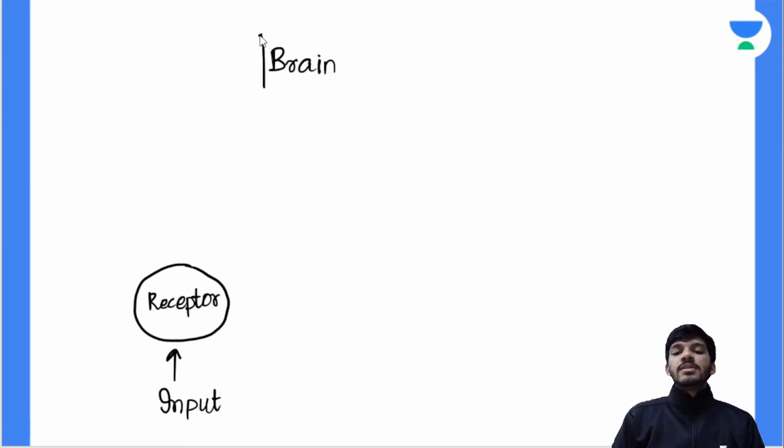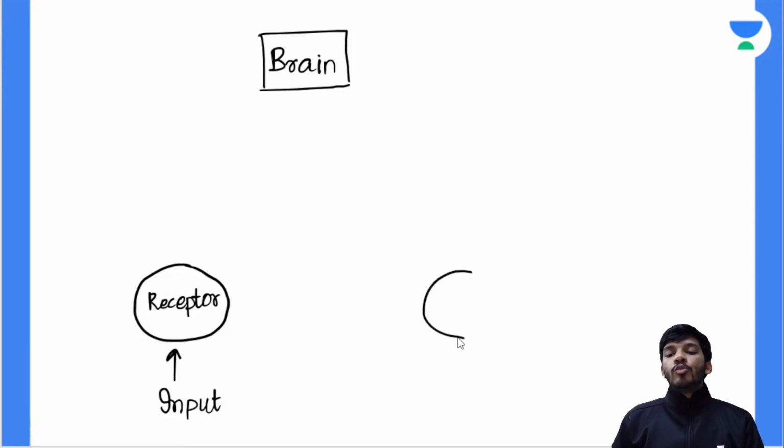So your brain is just like a central processing unit, right? And then there is of course an output, whether it is through a muscle, or it can even be a gland, or it can be anything else, right? There is always an output signal that goes.